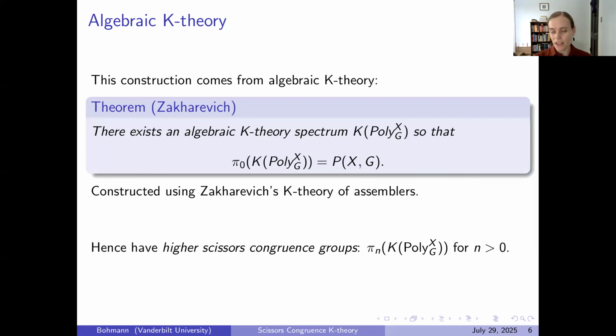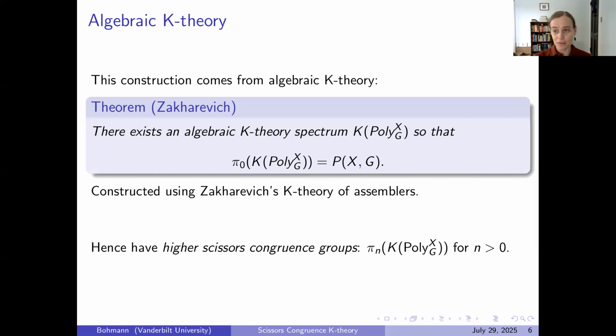But in some sense, this is also kind of the thing that algebraic K-theory is designed to do. Algebraic K-theory, philosophically, is about trying to encode relations where you've chopped something up into smaller pieces and then you want to record how you can reassemble those pieces back together. That's the very high level understanding of what algebraic K-theory is supposed to do. So great. So Inna Zakharevich has this theory, K-theory of assemblers, which was built in part to handle this kind of case. And using that, she can show that there's an algebraic K-theory spectrum whose zeroth homotopy group is the scissors congruence group we defined before.